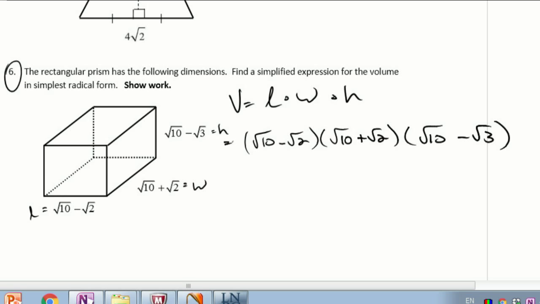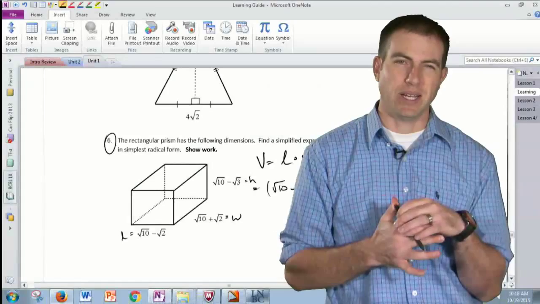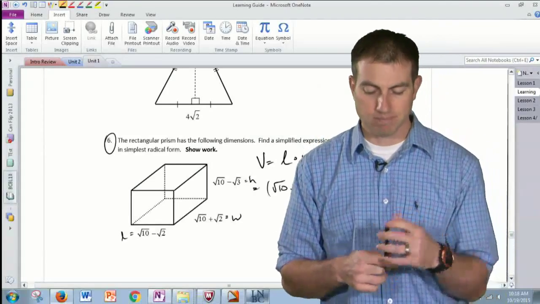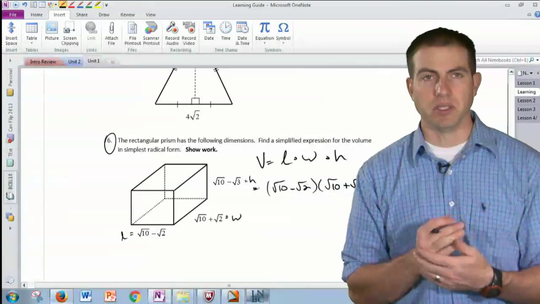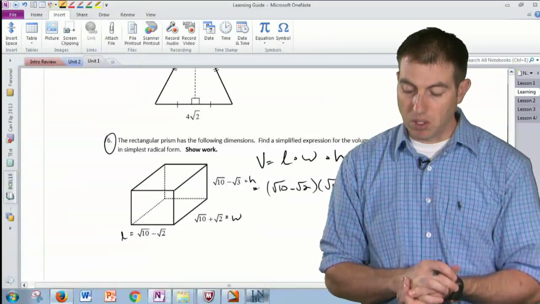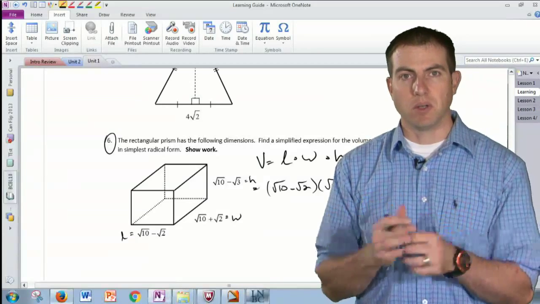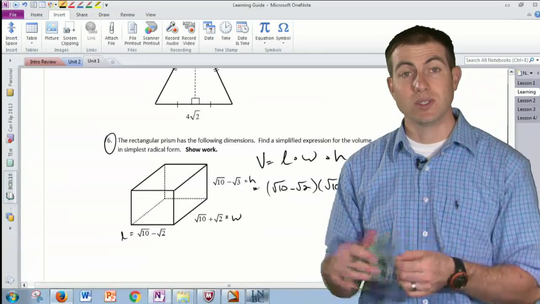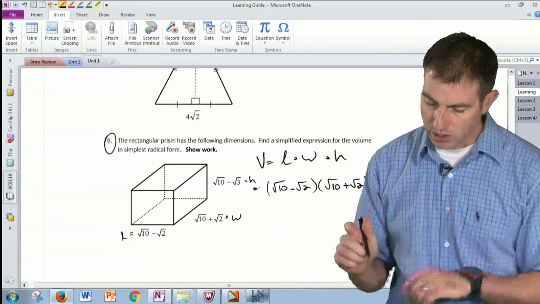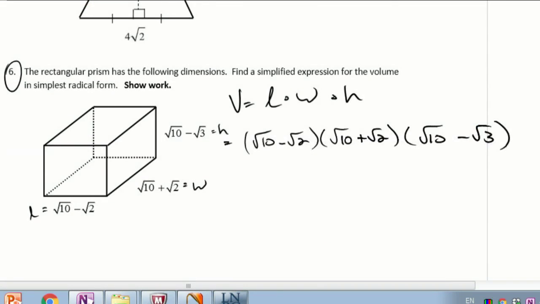I don't have a fancy acronym for multiplying 3 binomials. I guess they're not binomials, they're biradicals maybe. I don't know if they even have a name. Probably do, I just don't know it. Multiplying 3 things with 2 terms multiplied by each other. So what I'm going to tell you is to do it in 2 steps. You actually find something interesting happens here.